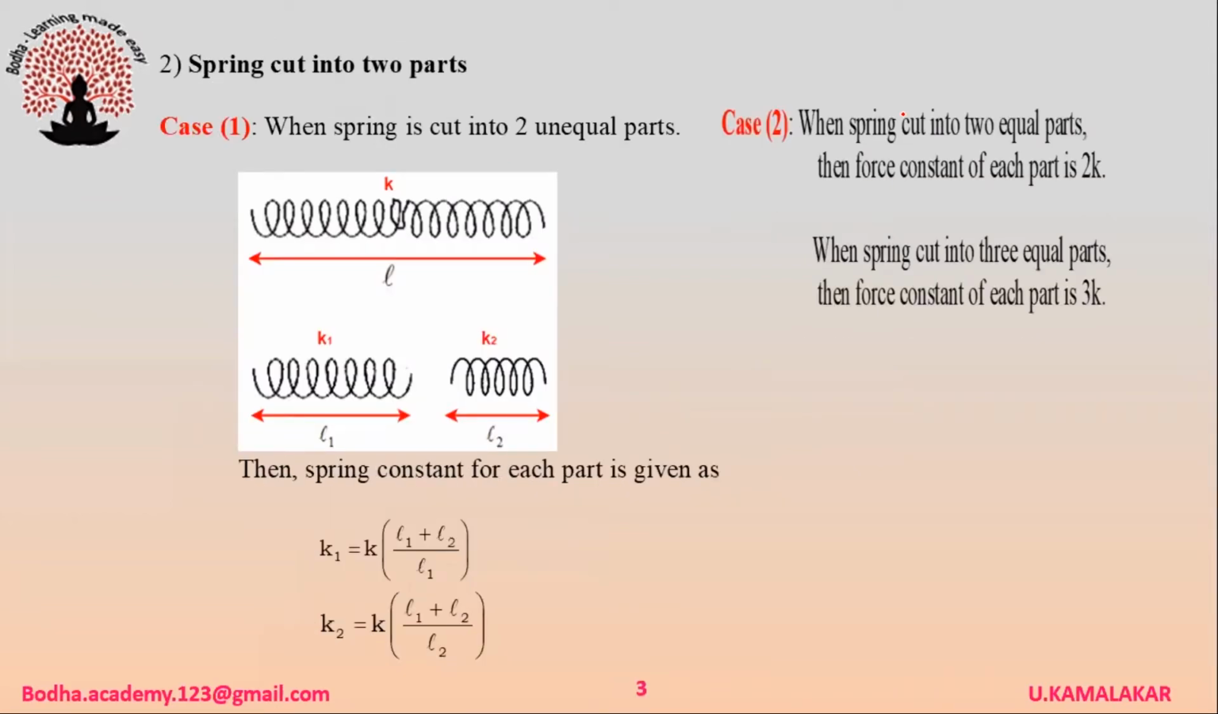When a spring is cut into two unequal parts, the spring constant of each part is given as K1 equals K into (L1 plus L2) divided by L1, and K2 equals K into (L1 plus L2) divided by L2. When a spring is cut into two equal parts, the force constant of each part will be 2K. When a spring is cut into three equal parts, the force constant of each part will be 3K, and so on.